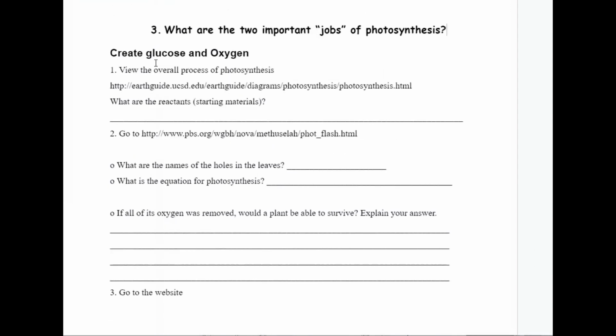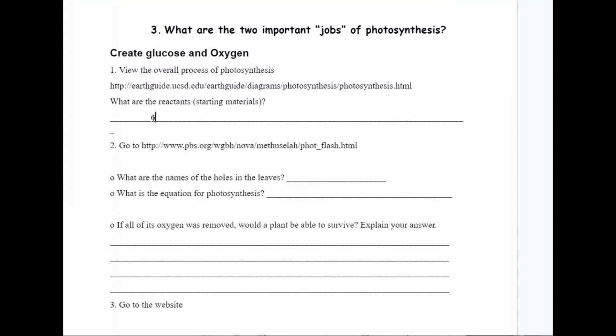All right. So it says view the overall process. You don't need any of these things. What are the reactants? What goes in? So what do you need if you're a plant? That's why I told you to try to think, okay, I'm a plant now, because you're going to get confused going back and forth from plants to animals. So don't we need CO2 and don't we need water? All right. So that's our reactants. Those are our starting materials.